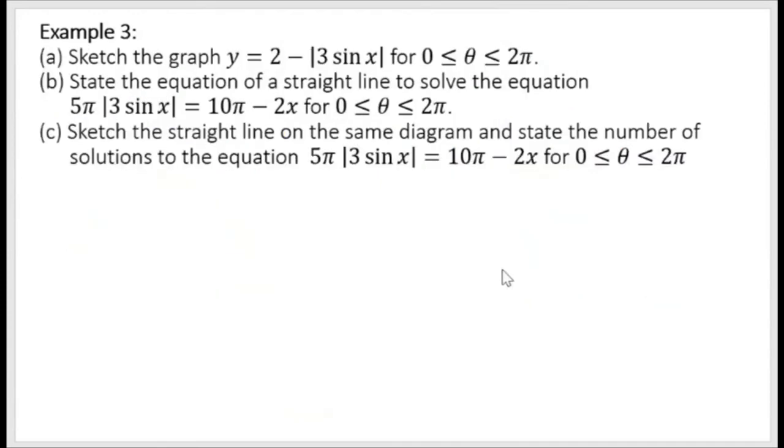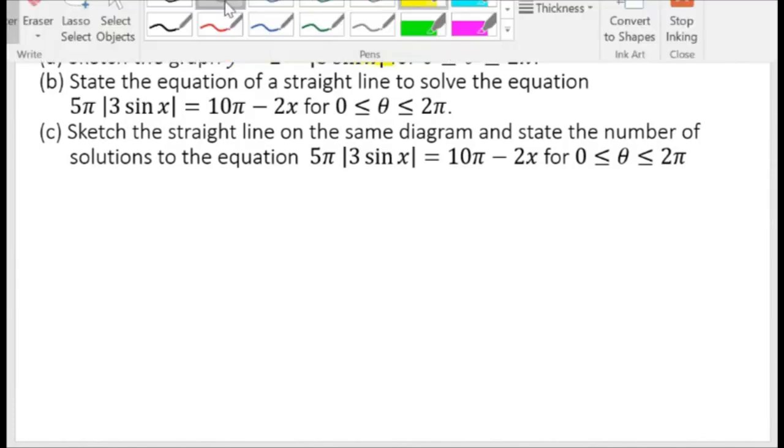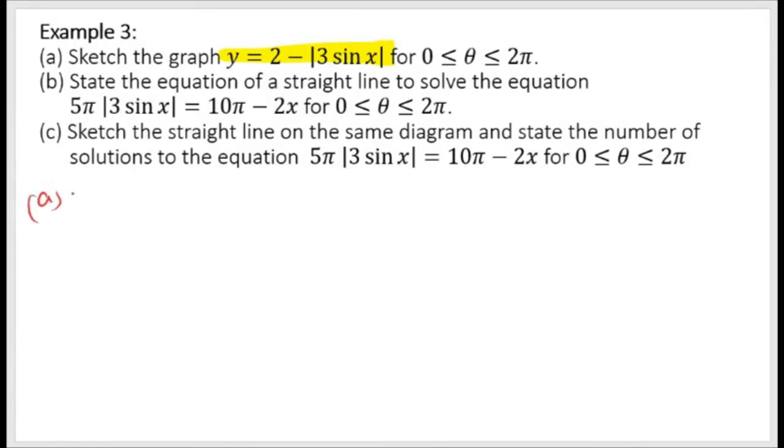One more question I want to discuss is example 3. Look at example 3. Sketch the graph of y equal to 2 minus modulus 3 sine x. For this one, we do one by one. Before we sketch the graph, we change the form first. We change it to become sine at the front: negative 3 sine x, plus 2. That is easier for you to see.